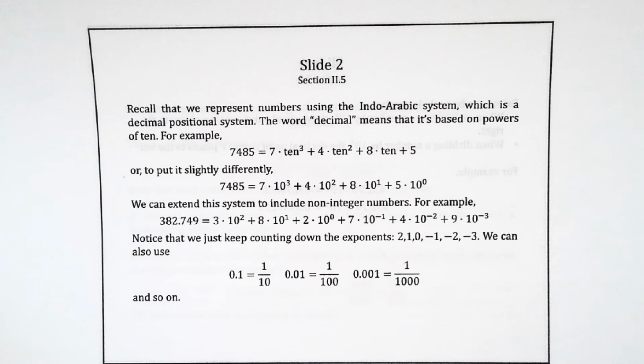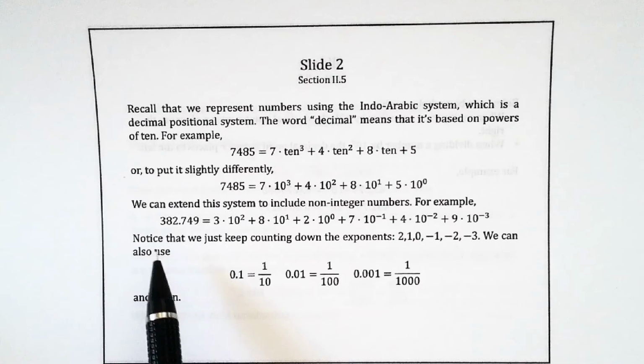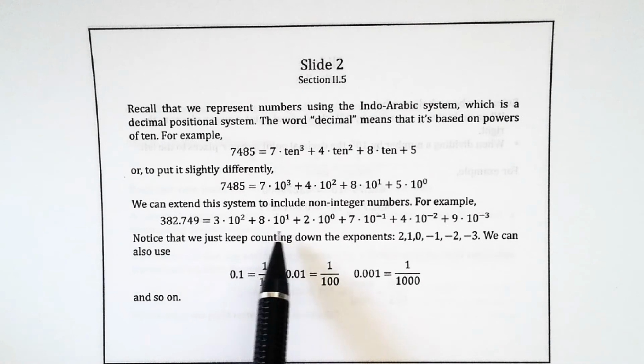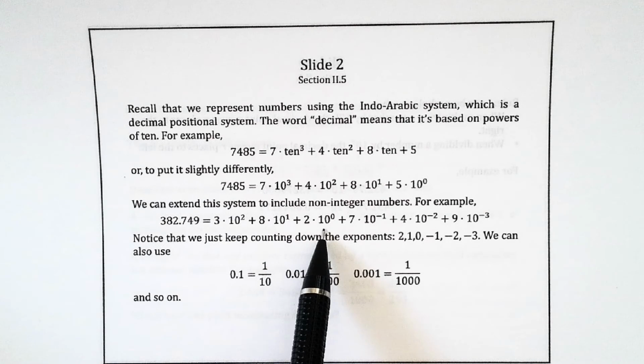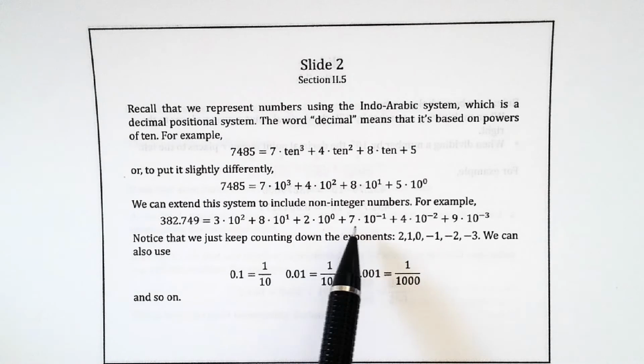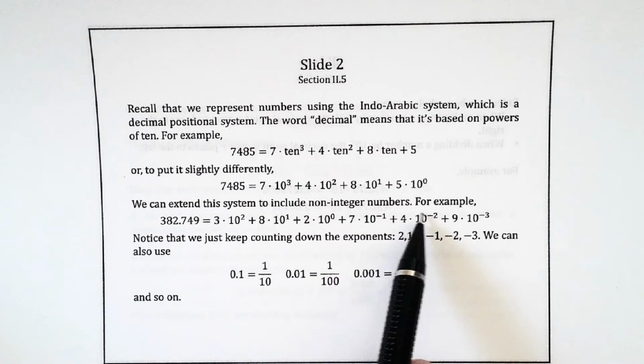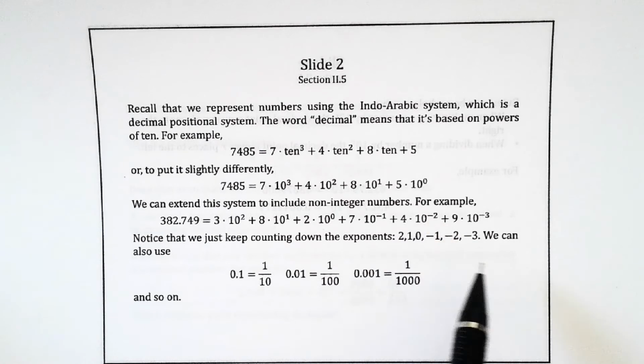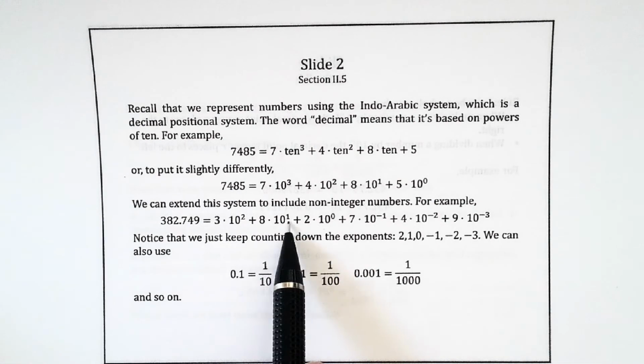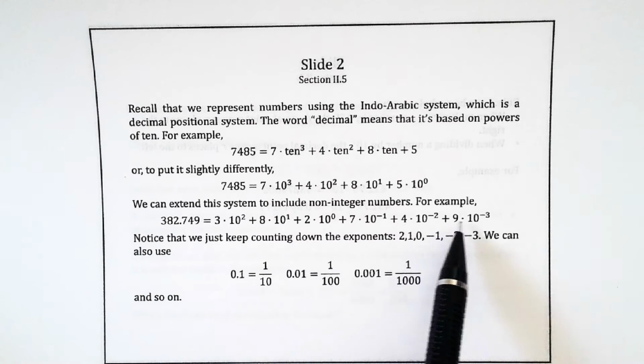So for example, 382.749 is 3 times 10 squared plus 8 times 10 plus 2 times 1 plus 7 times 10 to the negative 1, or 1/10, plus 4 times 10 to the negative 2, or 1/100th, plus 9 times 10 to the negative 3, which is 1,000th. So notice the pattern here. We're just counting down in the exponents: 2, 1, 0, negative 1, negative 2, negative 3.